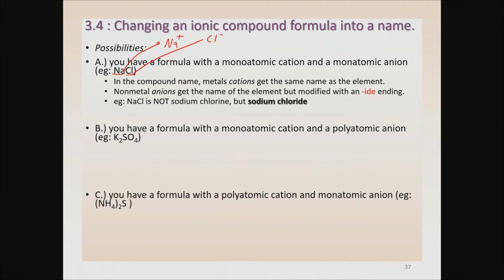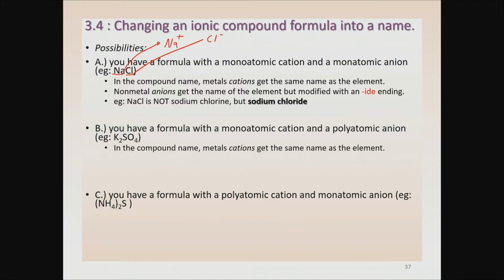Okay, another class of ionic compounds that you might be looking at is a formula where you have a monatomic cation matched with a polyatomic anion. We have an example there with K2SO4. I'm hoping that you remember that the K there, the potassium, is a monatomic cation. It is K+, while the SO4 there is a polyatomic anion. It's SO4 and it has a 2- charge. So how do you figure out the name for that compound?